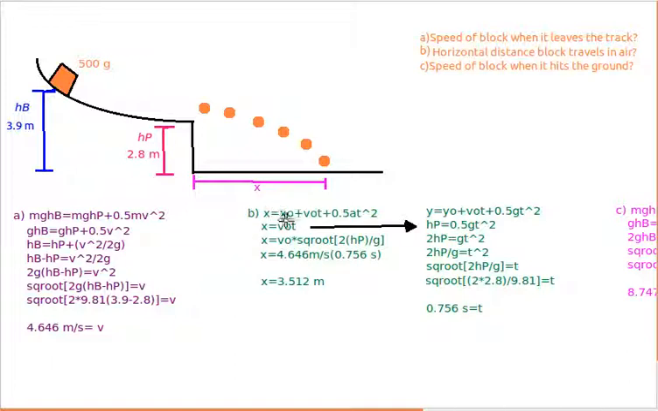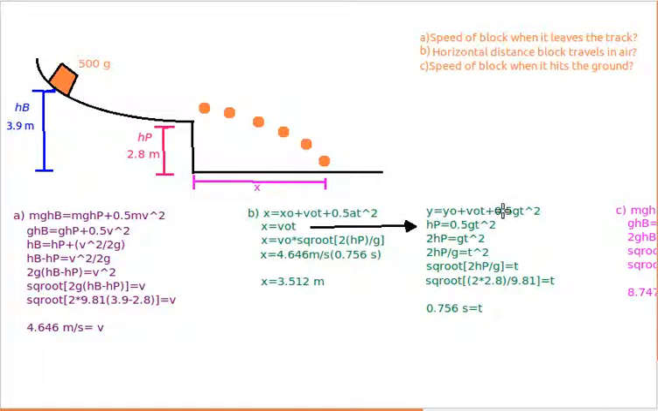Now we already found v initial. V initial was right here. That was part A, so we already have that number. But we don't know t. So one thing we can do, we can kind of stop this question and look at finding t to help us find x. Now for t, we can use the same kinematic equation, but it's going to be in a different direction. We'll use the y direction because we know the distance in the y direction. The distance in the y direction is the height, which is 2.8, or HP.